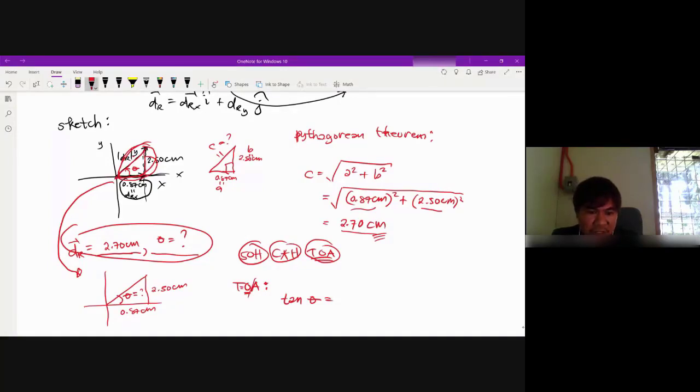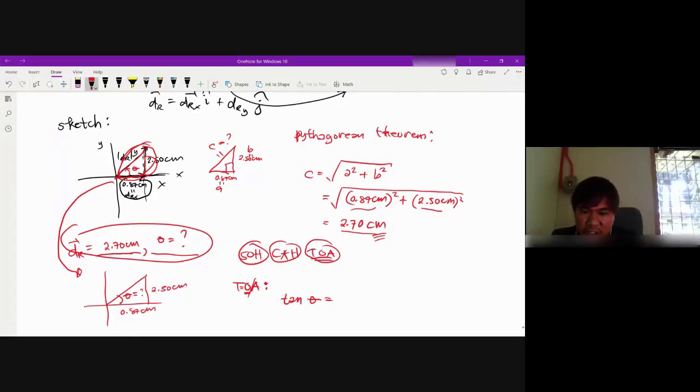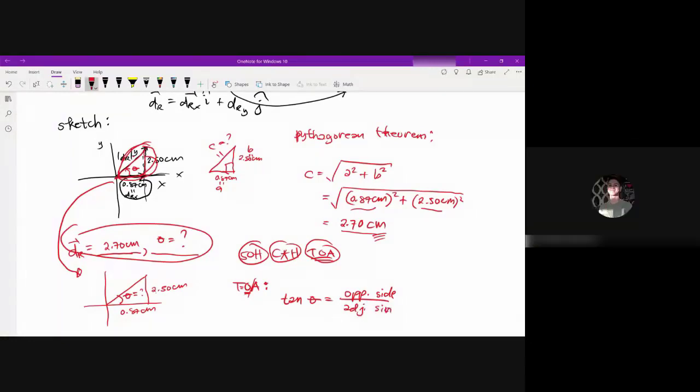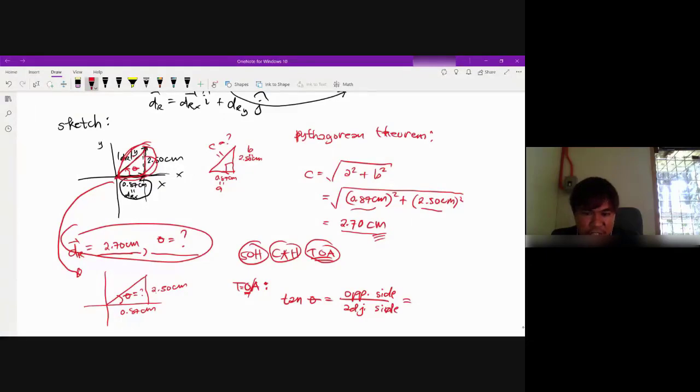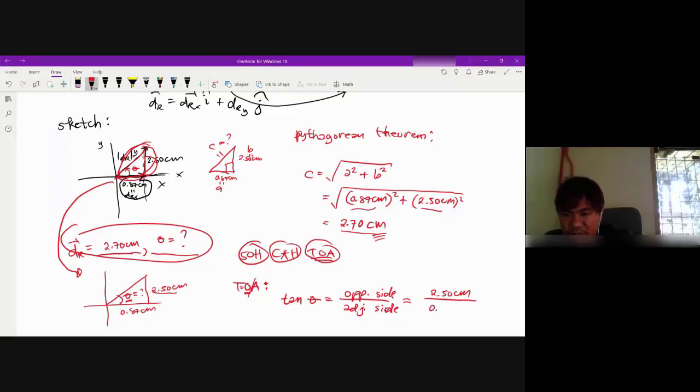The opposite side of theta is what? The opposite side. Pila class? Diba kay opposite man eh. Opposite 2.57. Opposite side over adjacent. Adjacent side. So again, ang opposite side nimo is pila? 2.50. Right? This is the opposite side of the angle of theta. How about ang adjacent side sa theta? Divided by adjacent side. 0.87. Very good. So you have 0.87 here.